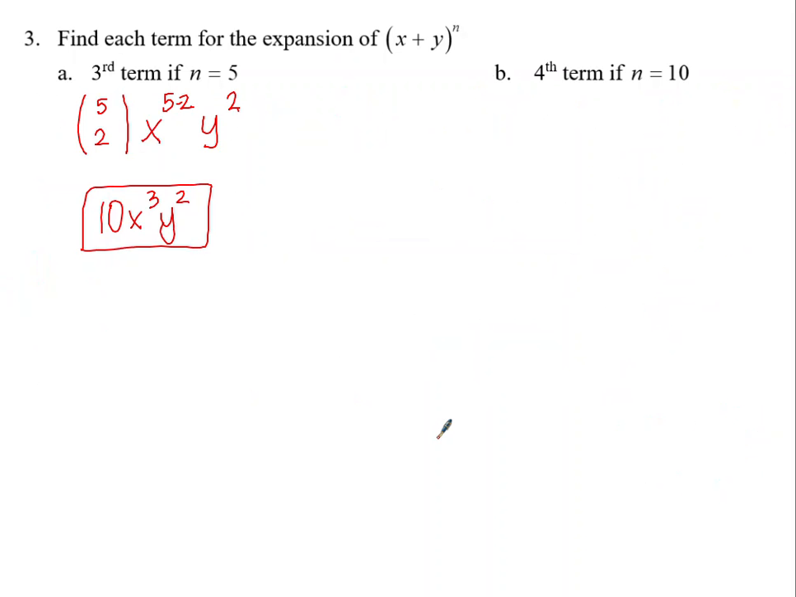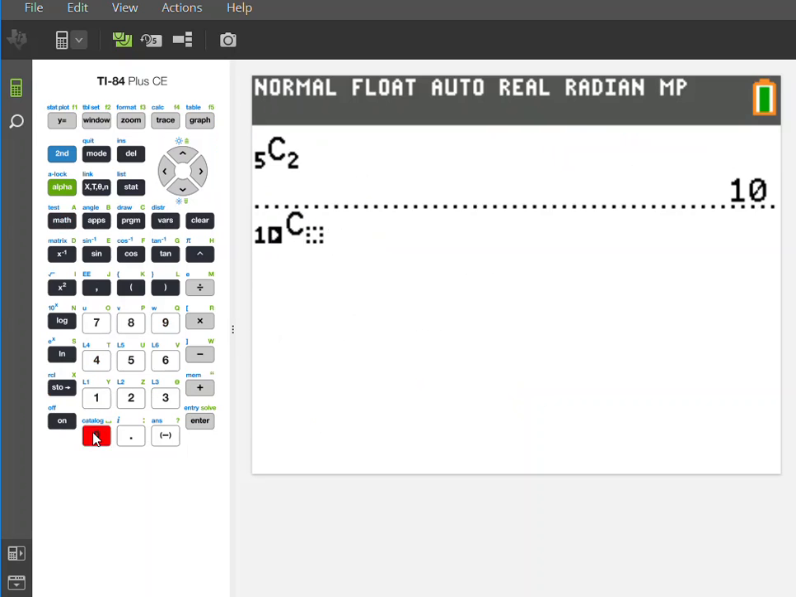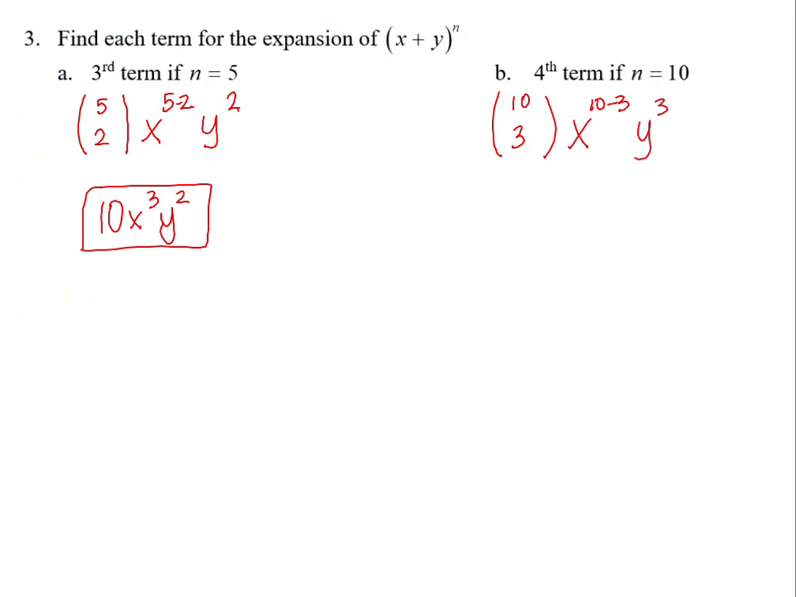If we want to know the fourth term when n equals 10, n is 10, r is 1 less than the term you want, so r is going to be 3. Then we have x to the 10 minus 3 and y cubed. Again, if we go to our calculator and we want to figure out what 10 choose 3 is, we have 120. So this would be 120x to the 7th y cubed.